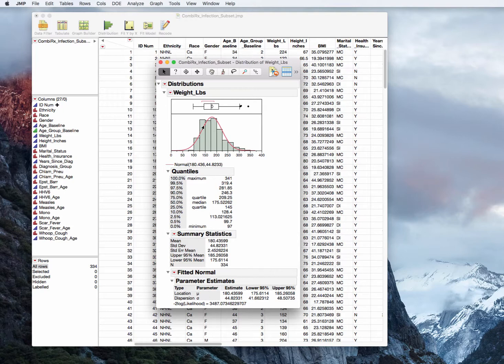And then you can see how well this variable that we collected fits a normal distribution that has a mean of 180 and a standard deviation of 44.8. We will come back to this and the normal quantile plot many times throughout the course of the semester.